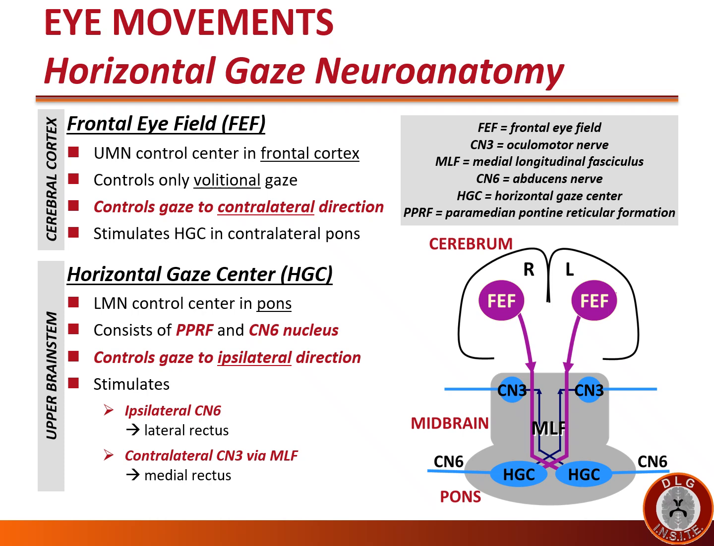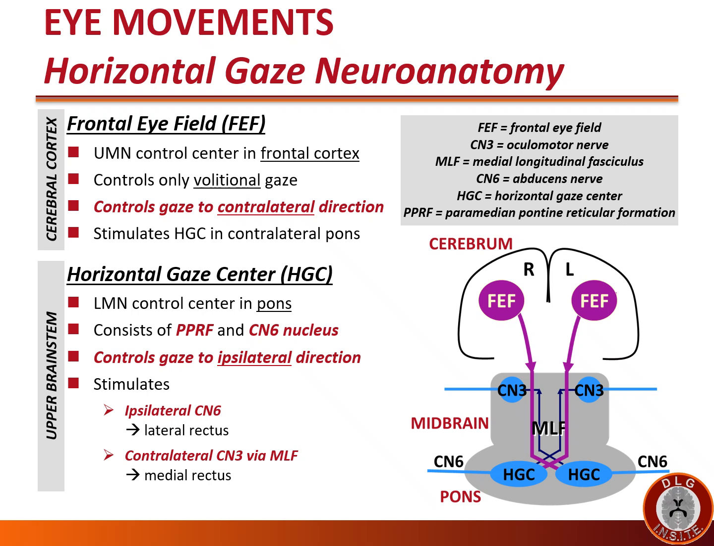Let's look at the horizontal gaze neuroanatomy. So recall the frontal eye field in the frontal lobe is the upper motor neuron control center. It controls only volitional gaze, and it controls gaze to the contralateral direction. It does so by stimulating the horizontal gaze center in the contralateral pons. The horizontal gaze center is the lower motor neuron control center in the pons. It consists of both the paramedian pontine reticular formation, PPRF, and the cranial nerve 6 nucleus. They are embedded, basically they work together.